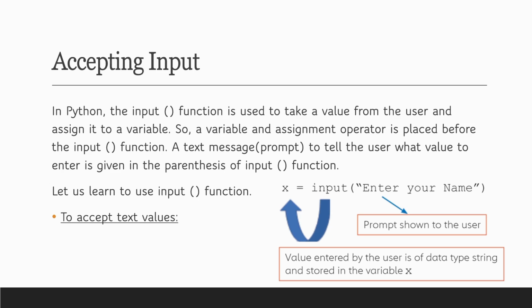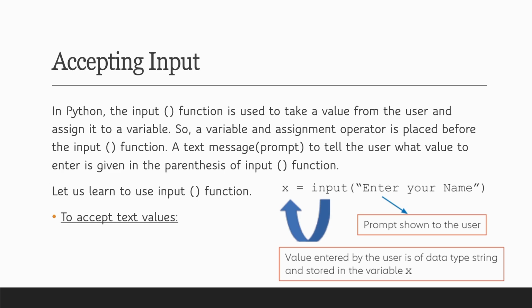Accepting input. In this example, we will see the use of the input function in Python. x equal to input within brackets. Now put double quotes. Within double quotes, we are going to write enter your name. So the input function is used to take input from the user. The text inside the parenthesis, enter your name, is a prompt that is displayed to the user, guiding them on what value to enter.